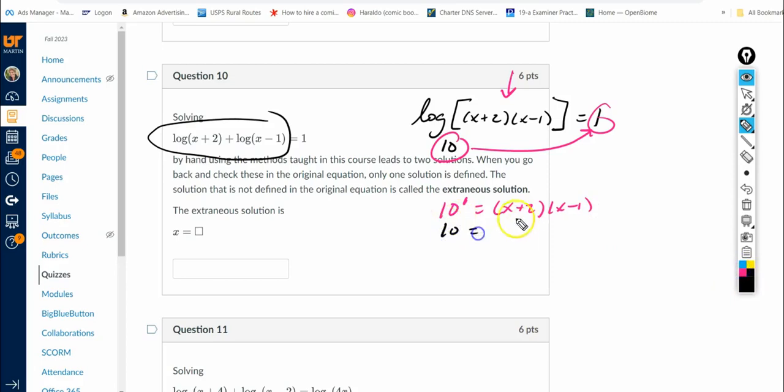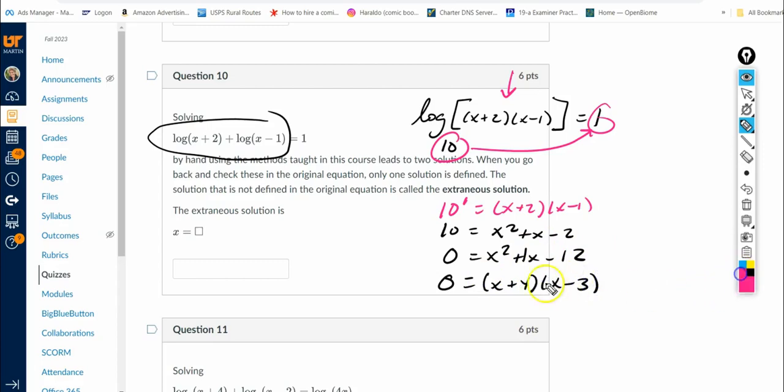So I'm going to have 10 is equal to, and if I FOIL this, I'll get x squared minus x plus 2x, and then minus 2, and then subtract 10 from both sides, because you can always solve a quadratic if it's equal to 0. Try to factor. If you can't factor, then take the quadratic formula. Two numbers that multiply together to give me negative 12, but add up together to give me positive 1. That would be positive 4 and negative 3. And now the solutions to this quadratic are going to be negative 4 and positive 3.